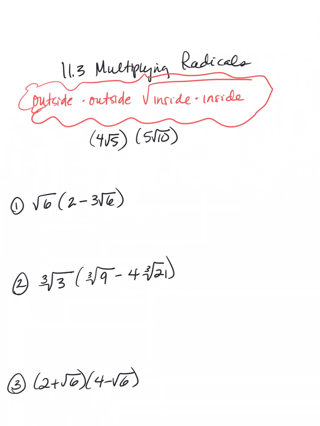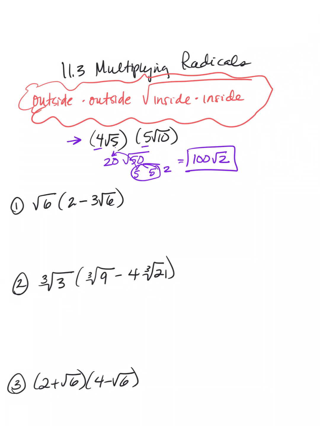So let's look at this one little example right here. 4 square roots of 5 times 5 square roots of 10. If I multiply outside to outside, I get 20. Inside to inside, I get square root of 50. But now, that 50, I know I can break it down into 5 times 10, which is 5 times 2, right? So now I can take out the 5. That means that 5 comes out here, and it becomes 100 square roots of 2. So you do the multiplication, but then you also have to think about if you need to reduce your answer, because you should always reduce.